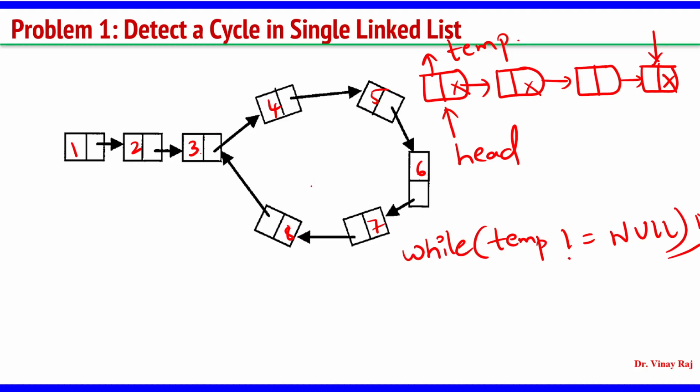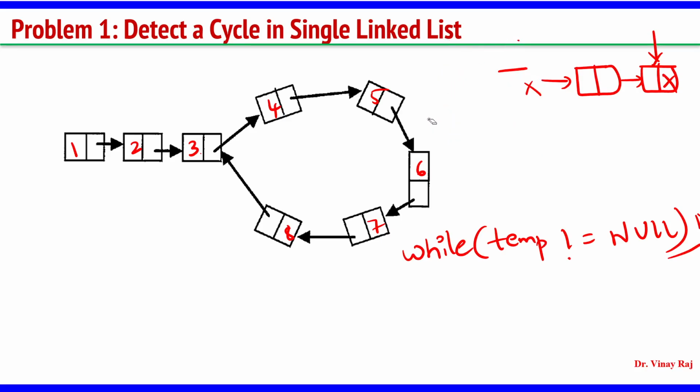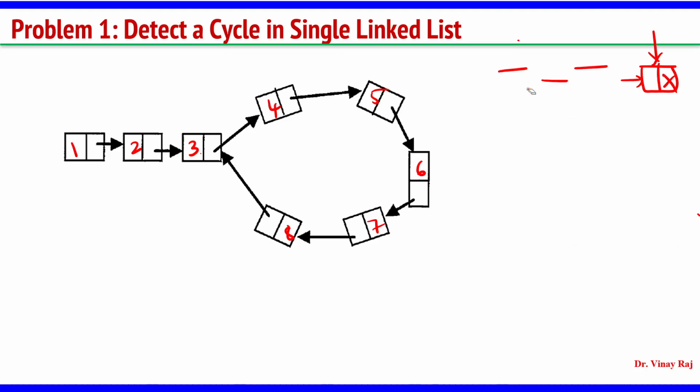But in this problem which you are seeing here, there is no end node. So how do we detect whether there is a cycle in the single linked list or not? There are many techniques to do that, but the most common technique here is using pointers.